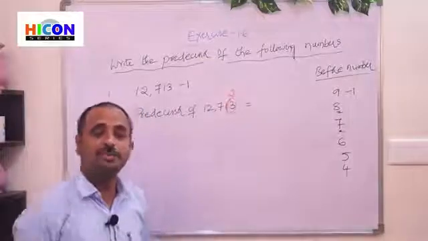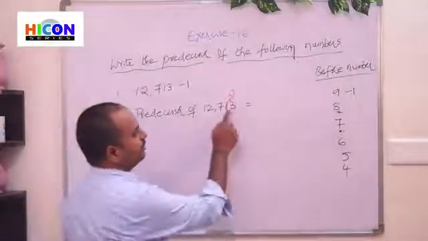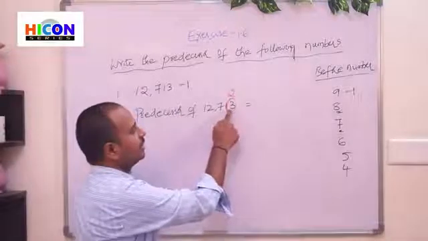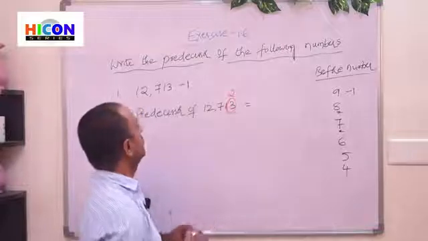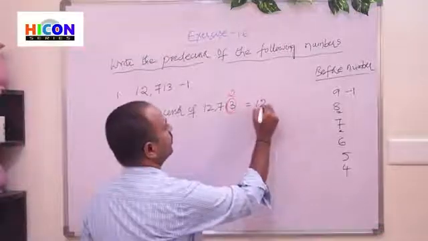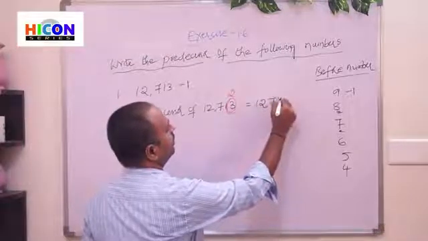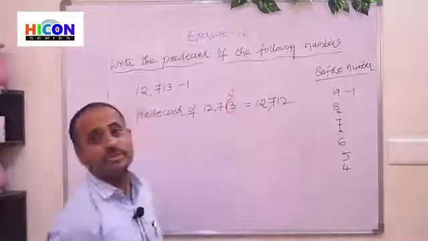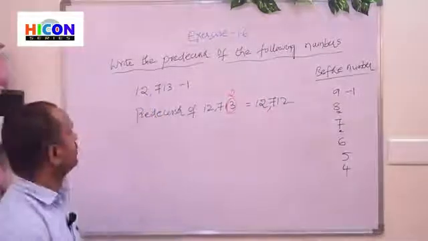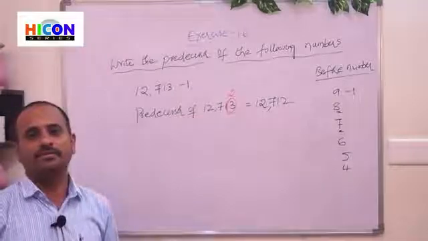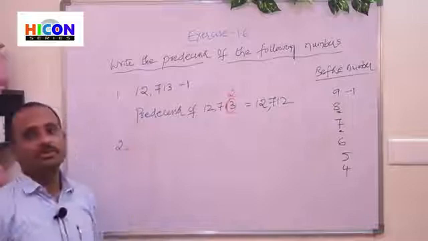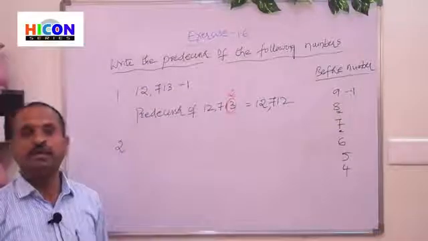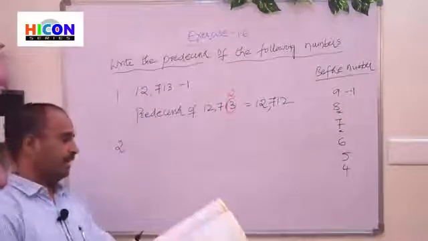So predecessor means before number. So write the number that comes before 3. The number that comes before 3 is 2. So the predecessor of the number becomes 12,712. 12,712 is the predecessor of the given number. Next, what is the predecessor of another number? We will take another number.